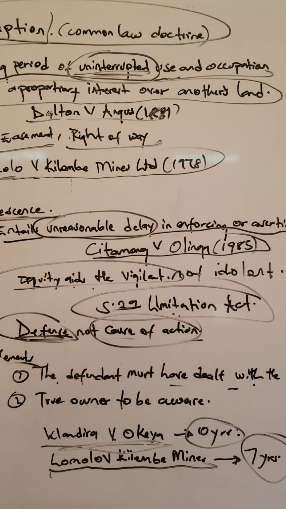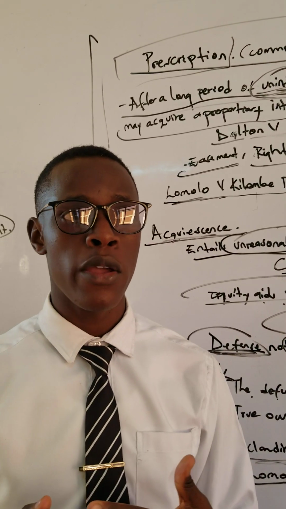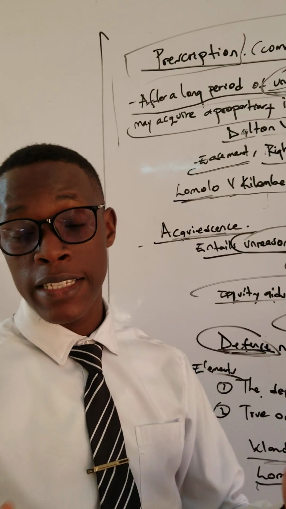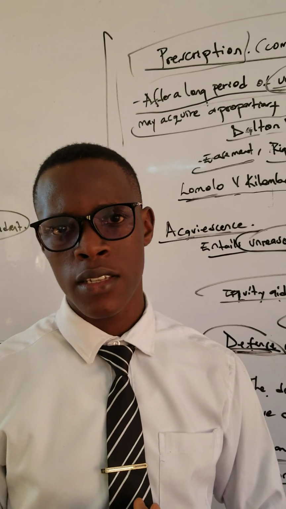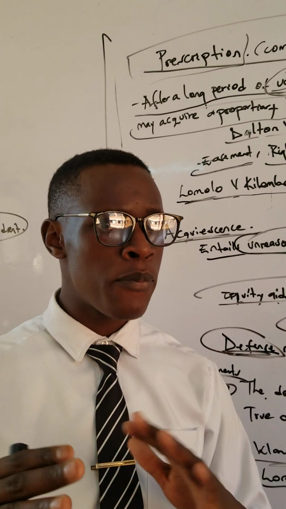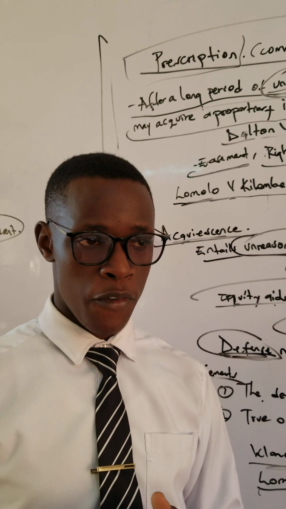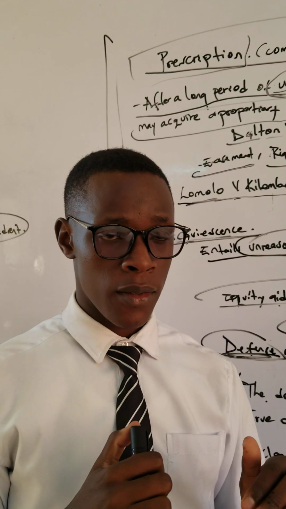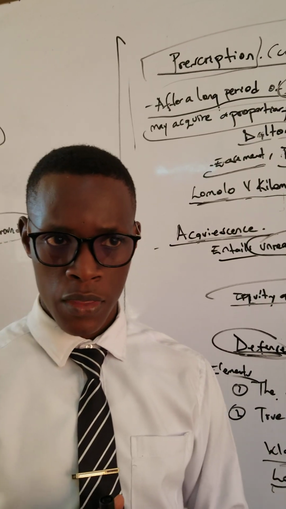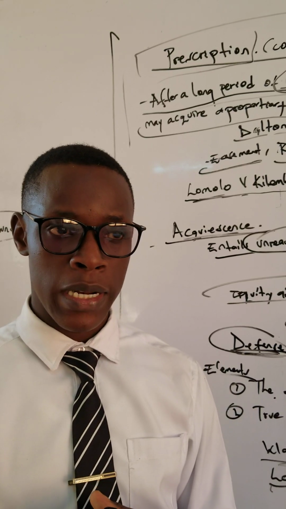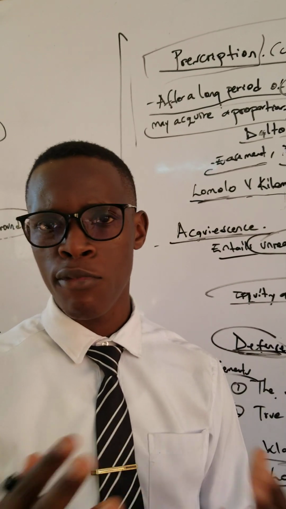So basically, those are the topics of concern today: tenants by occupancy, the security of tenants by occupancy, prescription and acquiescence. Acquiescence and prescription, they normally bring them in short notes. However, even it can appear in a problem question. The onus is on you to determine that this person has a defense of acquiescence, or this person can claim prescription in the particular land. So understand the concepts and move forward.